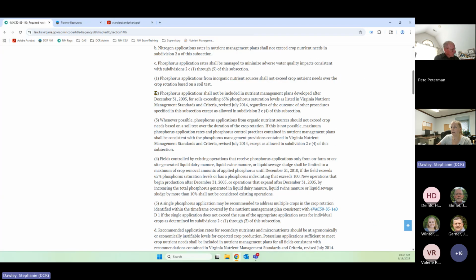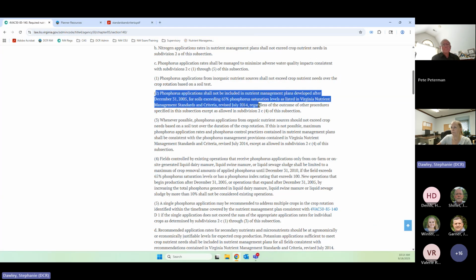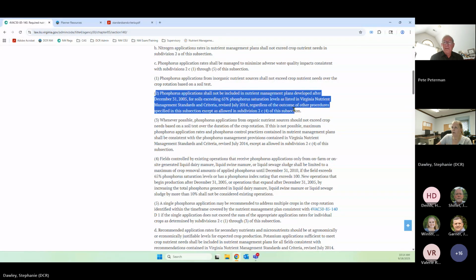They did write in here that there shall be some exceptions for organic fertilizer. So your biosolids and manures are not going to exceed 65% base saturation levels in Virginia. So what is 65% base saturation? We're not really going to be going out there trying to figure that one out per se, but that's where the P index was developed.